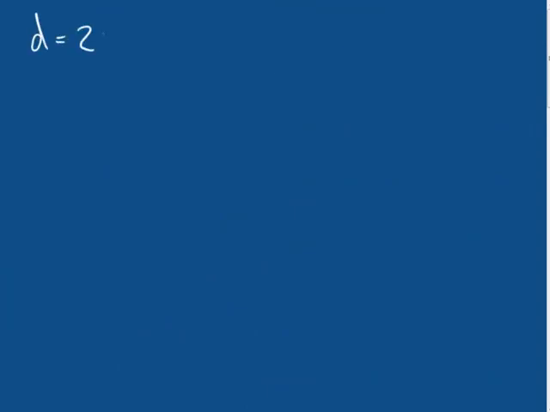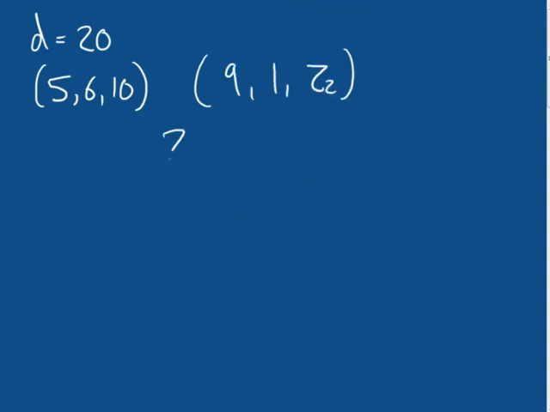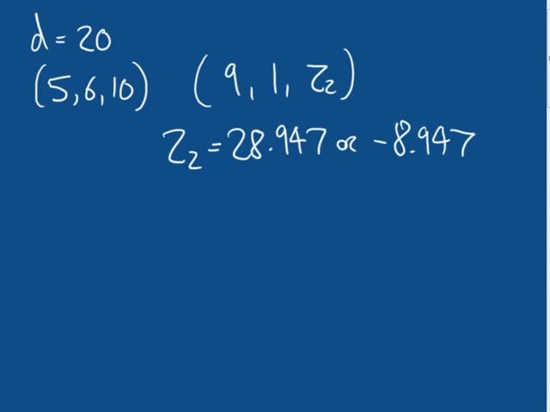So we're trying to prove the distance is 20, and we're trying to prove that with our first point being 5, 6, 10, and our second point being 9, 1, z2, where z2 was equal to either 28.947 or minus 8.947. So let's take the 28.947 first. We'll plug that in for z2 and we'll evaluate our distance formula.